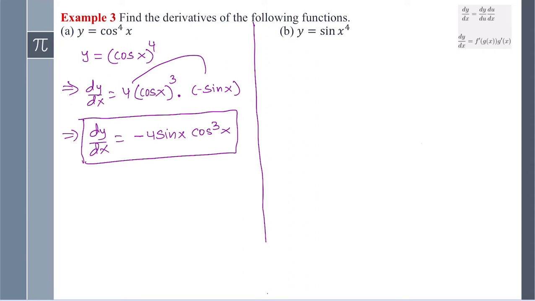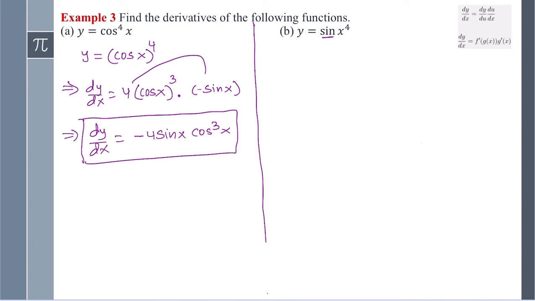Now this one is a little bit different, as I told you earlier. So this one is sine of x to the fourth power. Here the outside function is sine, and the inside function is x to the fourth. So first we'll find the derivative of the outside function.